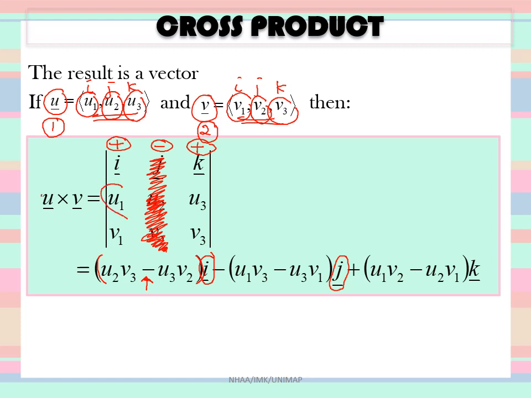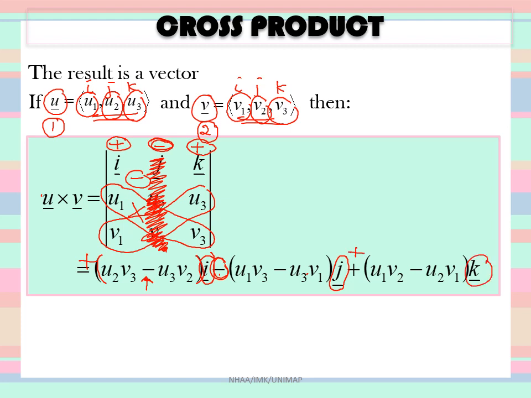We multiply U1 with V3. So multiply this, minus the multiplication of U3 times V1. So minus U3 times V1. That is for component J. Alright, so this negative you get from this. For J, it is always negative. So you will get alternating signs, which is positive, negative, back to positive for K.